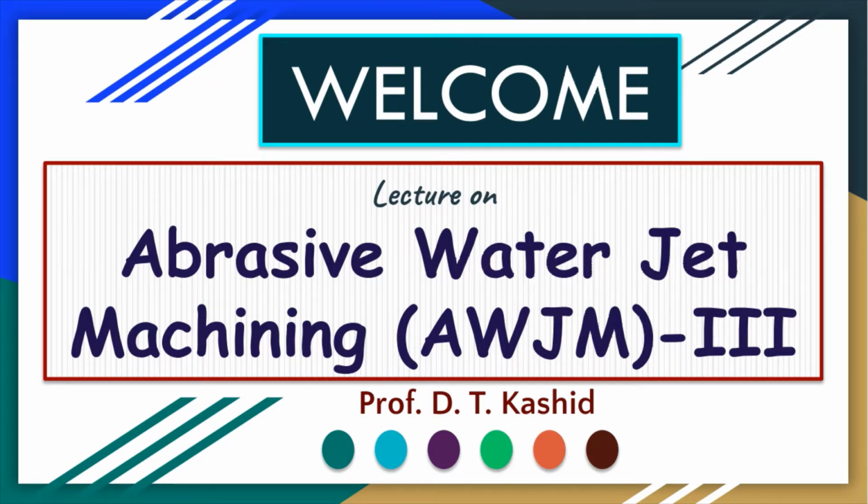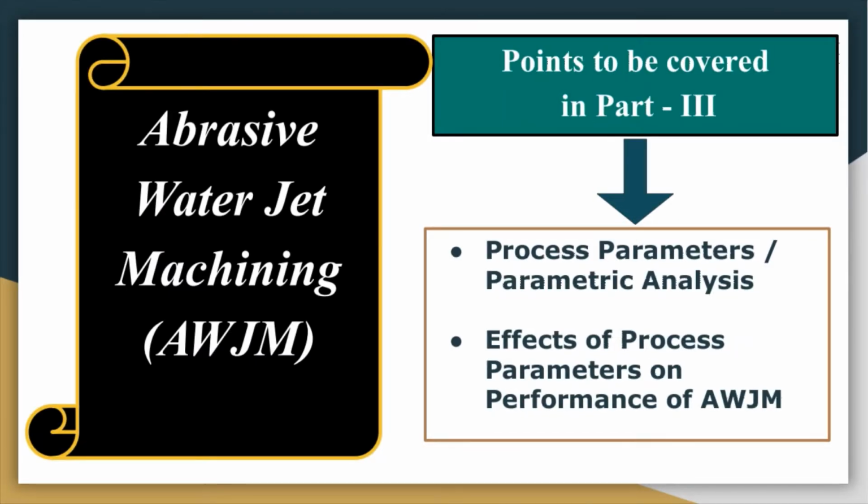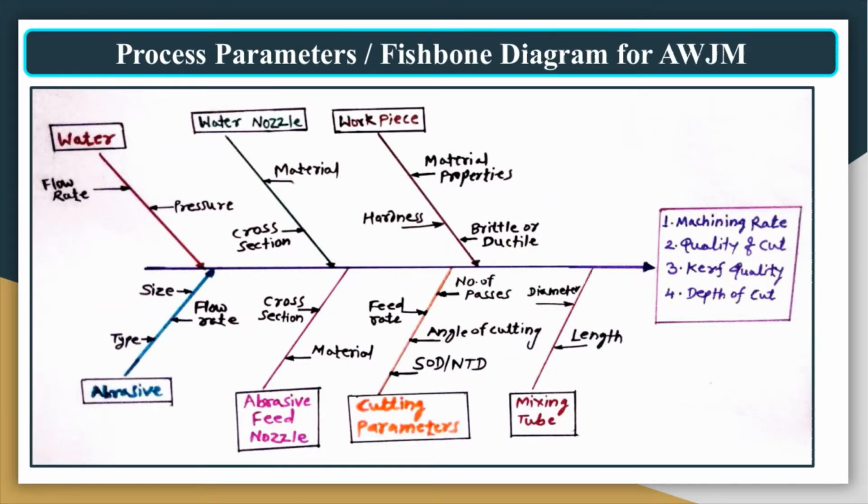As we have already discussed the working principle of abrasive water jet machining as well as the setup for abrasive water jet machining, today we will cover the remaining part of this topic. In this lecture we are going to cover the process parameters as well as parametric analysis for abrasive water jet machining, and then we will discuss the effects of process parameters on the performance of abrasive water jet machining. So let us start with the process parameters for abrasive water jet machining.